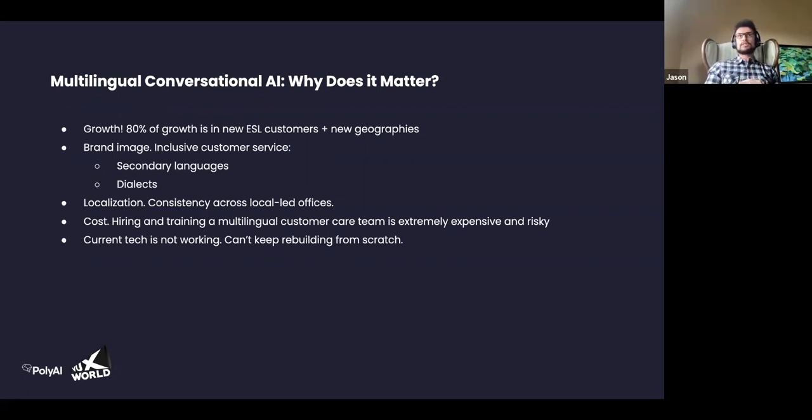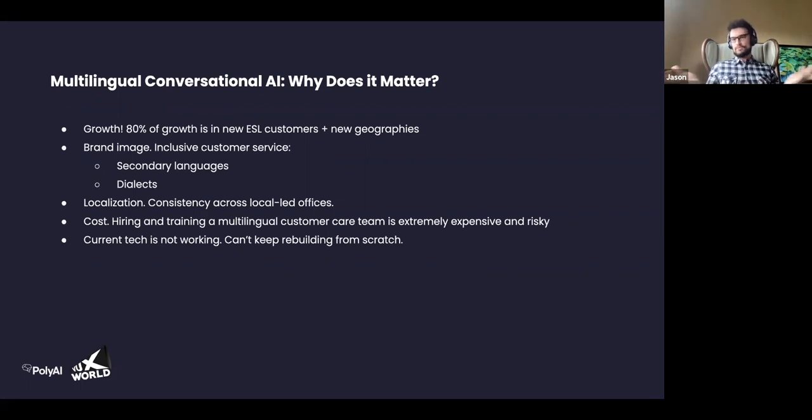Especially for larger orgs that have a customer base that is fairly multilingual, it is extremely expensive to hire and train a customer care team on the same metrics in multiple languages. And it's very risky because all the challenges of doing customer care in one language are now multiplied across all the different languages. And then finally, the current tech in automating this isn't working.